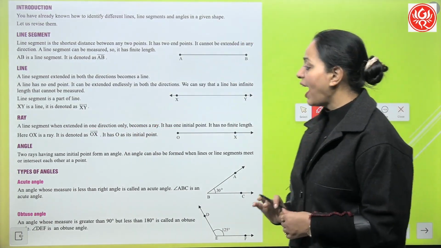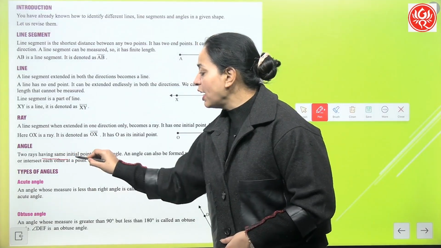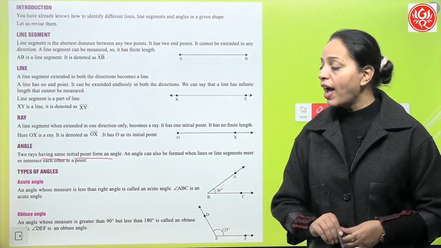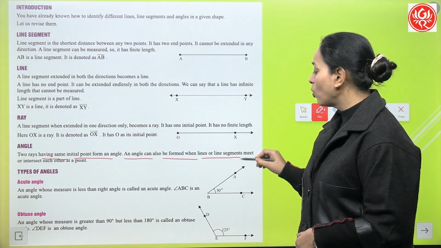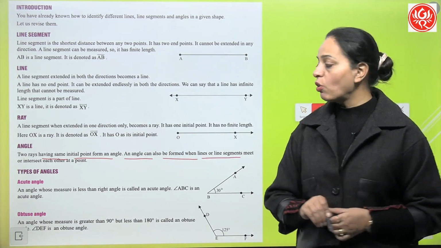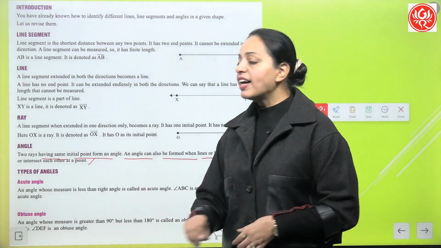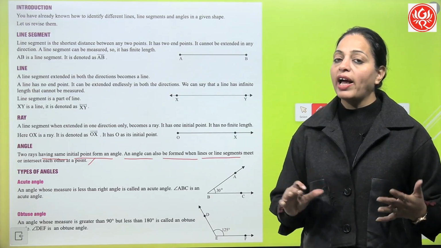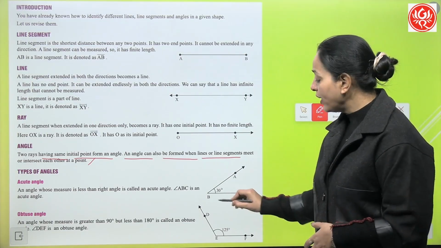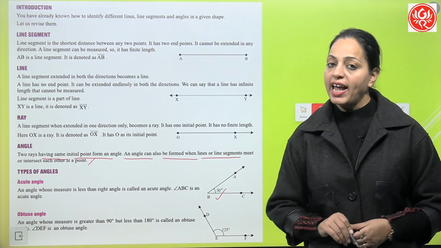Now the next is angle. Two rays having same initial point form an angle. An angle can also be formed when lines or line segments meet or intersect each other at a point. When two rays or two lines or two line segments meet at a point, then we get one angle.